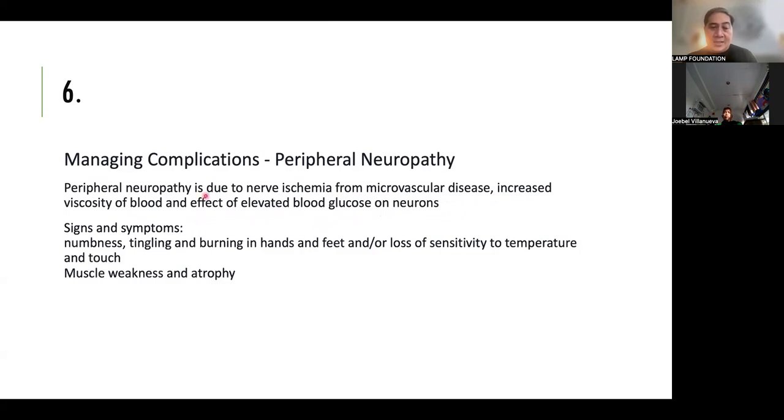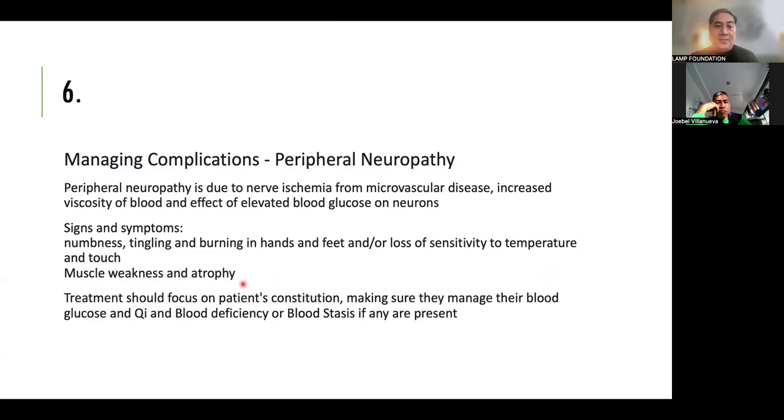So what are the signs and symptoms of peripheral neuropathy? You will have numbness, tingling, burning in the hands and feet, and or loss of sensitivity to temperature and touch. So this is a little bit concerning, no? So hindi mo nararamdaman yung init. Okay? Muscle weakness and atrophy.